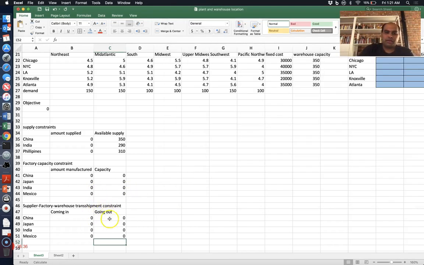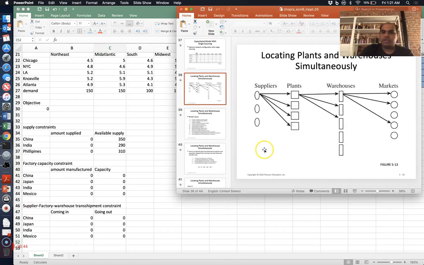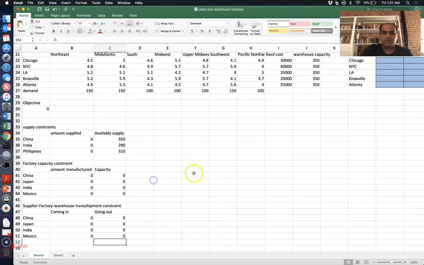So we are about halfway through with our constraints. So we have the supplier, factory, warehouse, transshipment constraints. We are done. So let's look at the next stage of the supply chain. So we wrote constraints for supply available at the suppliers. Then we wrote constraints at the plants. Then we wrote the transshipment constraints to the warehouses. Now let's write the constraints to see which of these warehouses are going to be open. So we write warehouse capacity constraints.